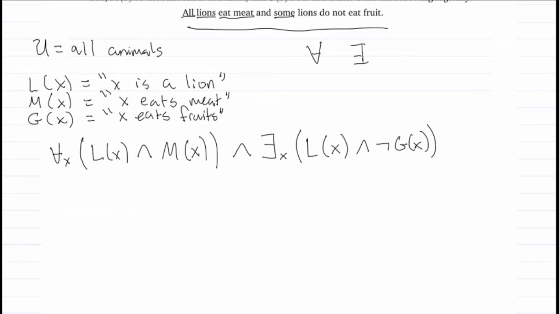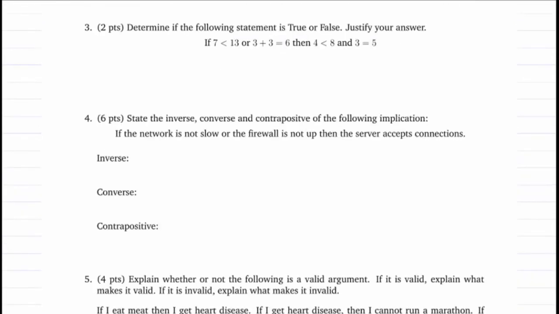That becomes the logical statement. It's a fairly easy question. Just remember, if you don't have a universe of discourse of just lions, then you have to keep this statement with it, because this is the only thing that states that it's a lion. Just remember to keep that in there and you'll be fine. So moving on to question 3 now.